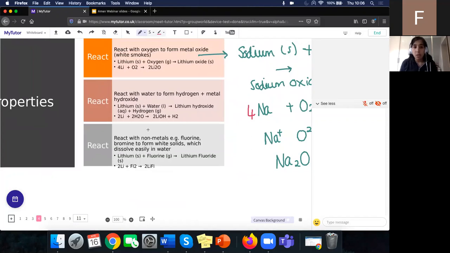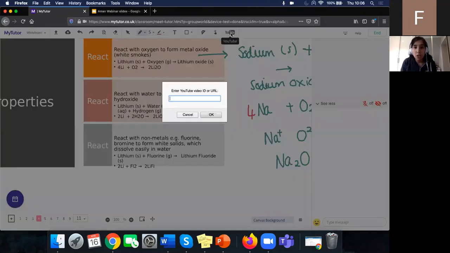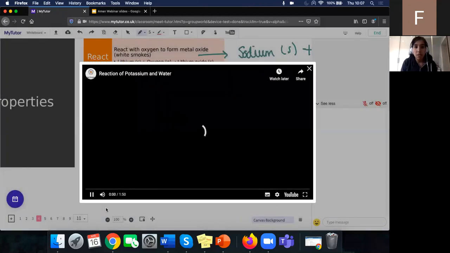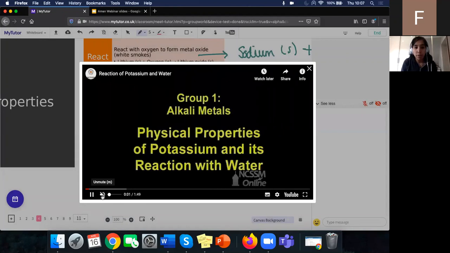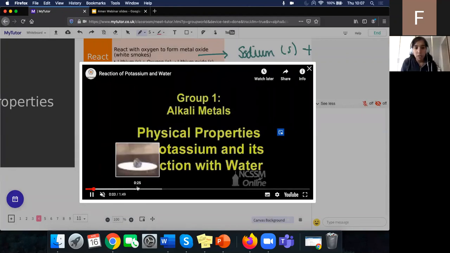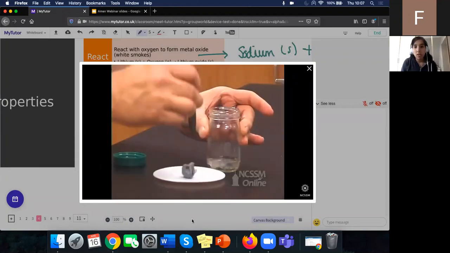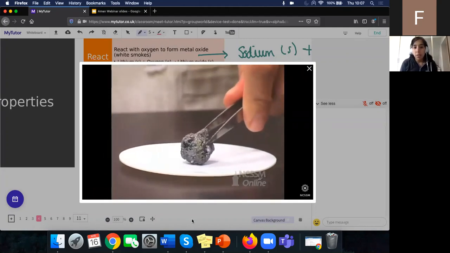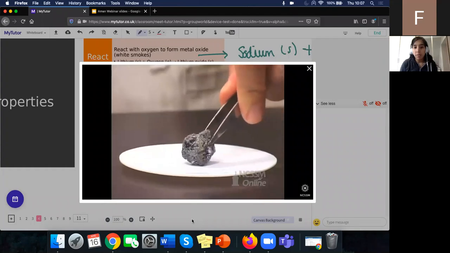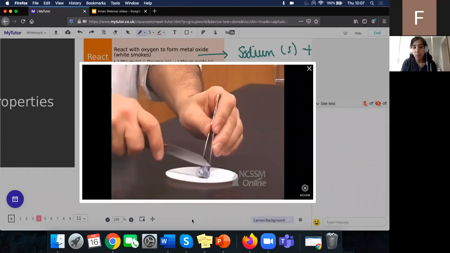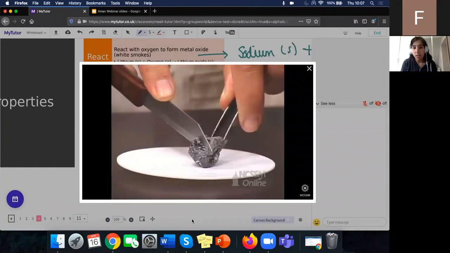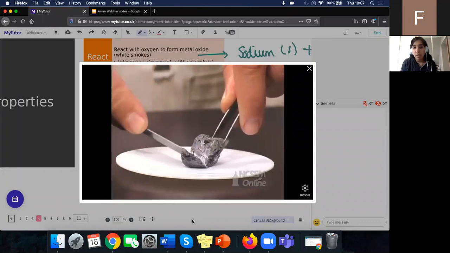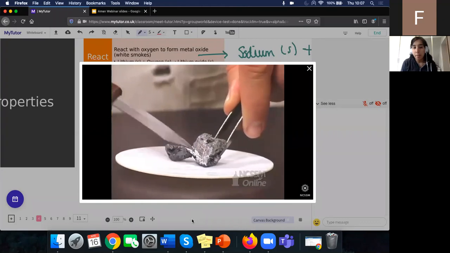So it's a classic one, and I'm actually going to show you a YouTube video, which will hopefully play. And this is the reaction of potassium with water. So it's just taken some potassium out of oil, and we're going to see that it becomes very easy to cut. He's going to cut the metal now, and there you can see it's quite easy to cut. And you can see it's shiny inside.